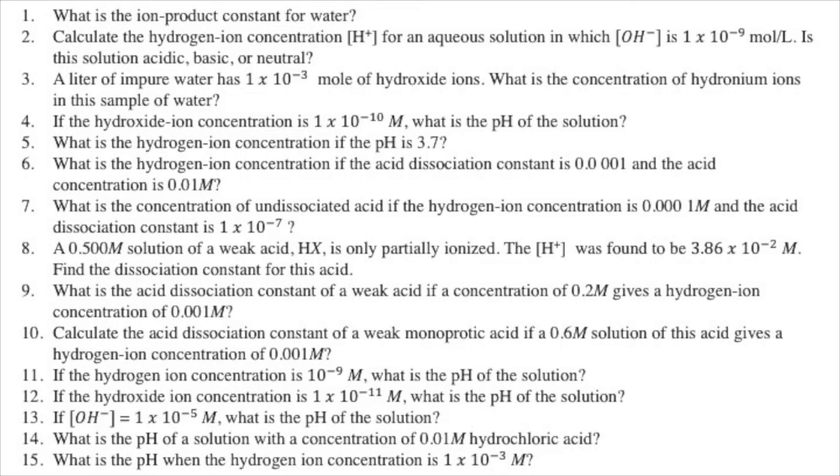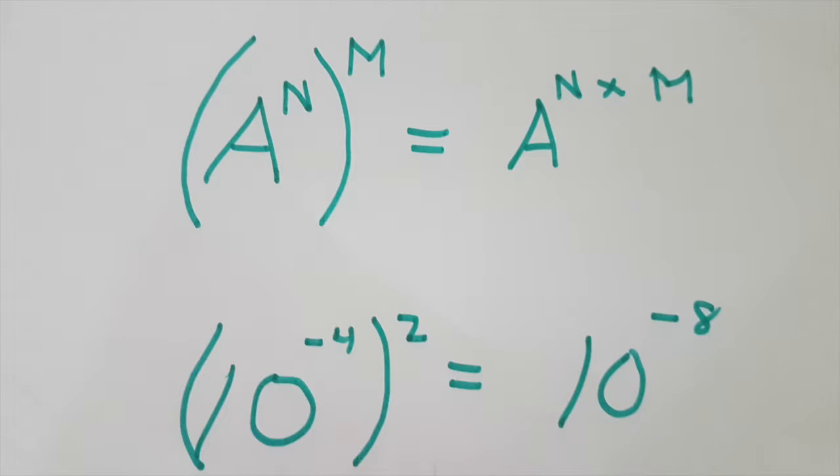Number 6. What is the hydrogen ion concentration if the acid dissociation constant is 0.0001 and the acid concentration is 0.01 molar? Now, let's remember something very carefully, and that is that a to the n raised to the m equals a to the n times m. 10 to the negative 4 raised to the 2 would be 10 to the negative 8th. You're multiplying the two exponents together.